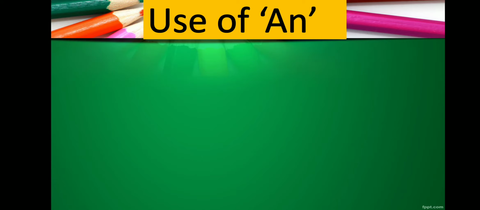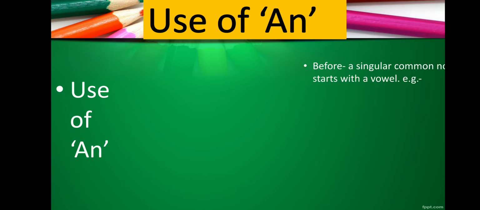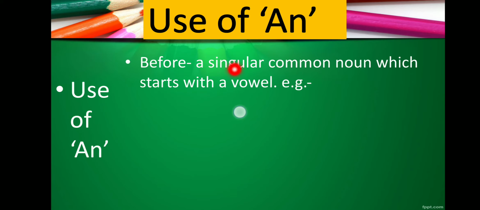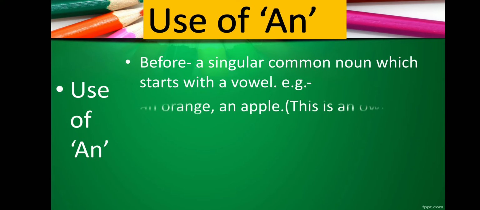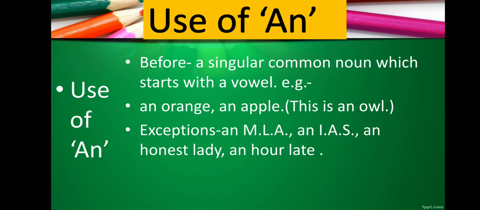Next is the use of an. How will you use article an? Before a singular countable noun which starts with a vowel. For example, an orange, an apple. This is an owl. Exceptions: an MLA, an IAS, an honest lady, an owlet.